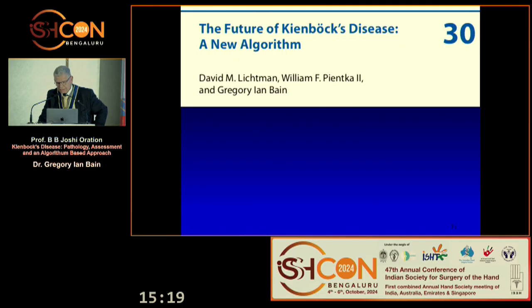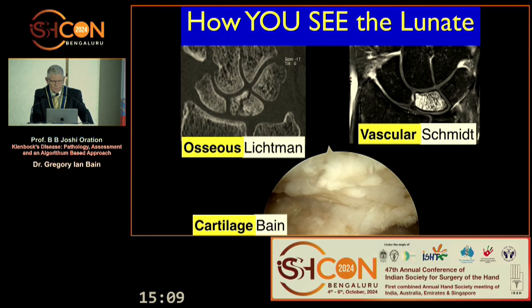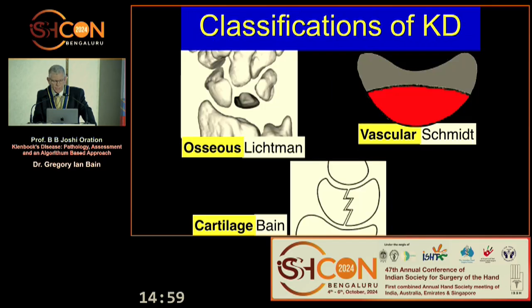So the next thing, particularly in the book, was the future of Kienbock's disease, and we created a new algorithm. David and I actually spent 2 years on this, and what we thought about was, what do you see? When you do your x-rays, this is what you see on your x-rays, your arthroscopy, or your MRI scan. And you might consider doing a classification using Lichtman, Bain, or the Schmidt classifications.